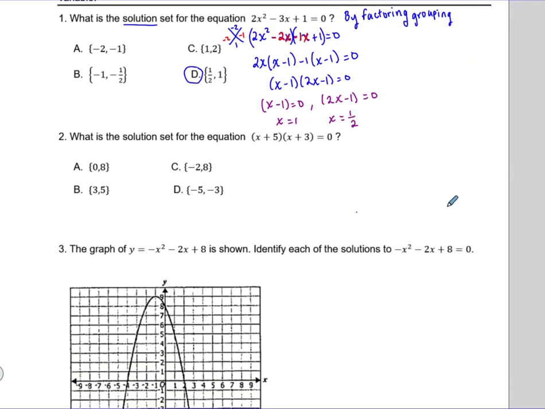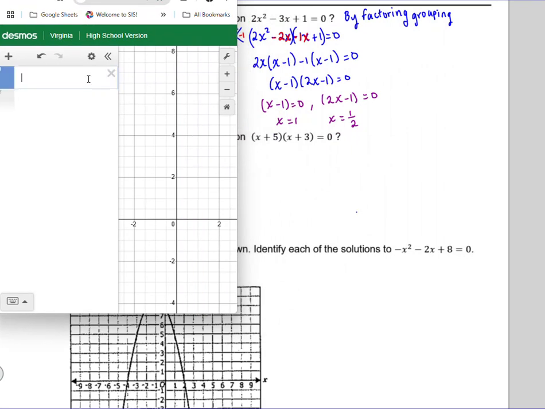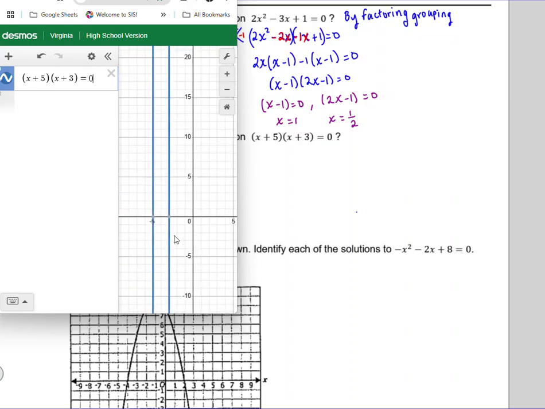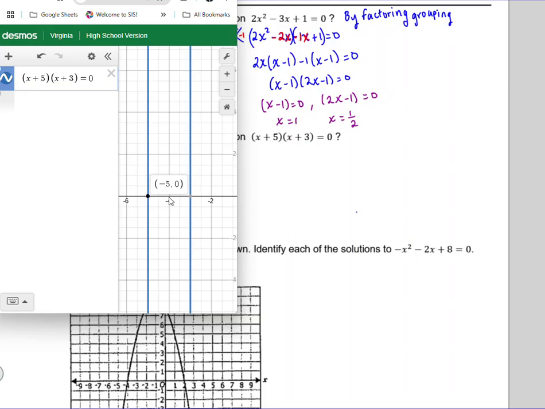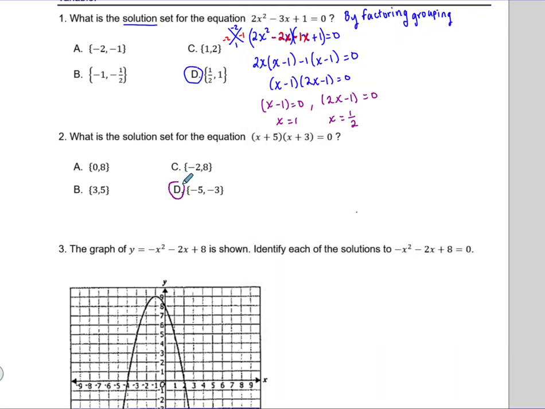All right, next one. It says, what is the solution set for the equation? I'll go ahead and solve this one in Desmos as well. Just plug it in. Whenever it's asking you to solve or find the solution for an equation, you can just put it in Desmos. Desmos does an excellent job of solving it for you. So here is -5 and -3. Those are my solutions: -5 and -3.